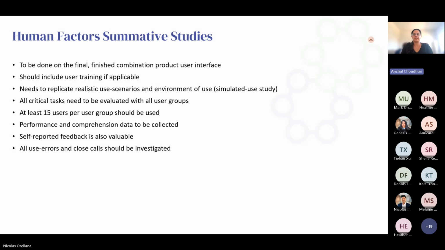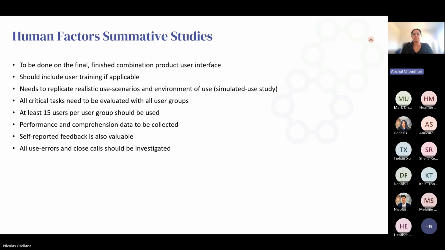But assuming that it is needed, a human factors summative or validation testing is expected to be done on the final finished product user interface. And this means that not just your product design, but also your packaging and your labeling are in final or at least near final form. If you've determined that there are significant use-related risks, you may also decide that a user training program is needed for use with your combination product. And that training program needs to be validated as part of the human factors summative study as well.